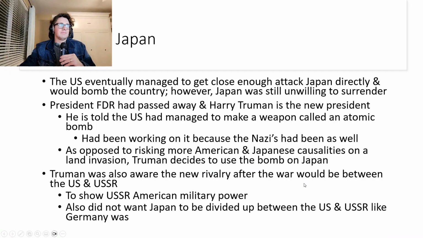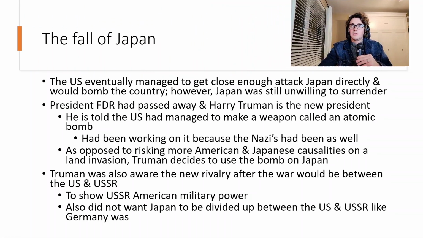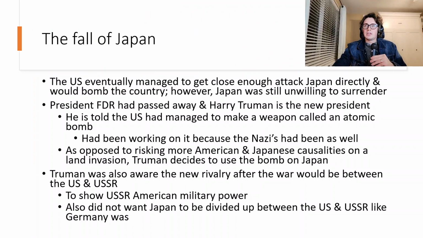And yeah. So, the fall of Japan. The US is eventually going to manage to get close enough to attack Japan directly. They're going to start firebombing the hell out of Japan. Japan is still unwilling to surrender. They firebomb the countryside. They firebomb Tokyo. During this time frame, President FDR is actually going to pass away. And his VP, Harry Truman, is going to be put in office.